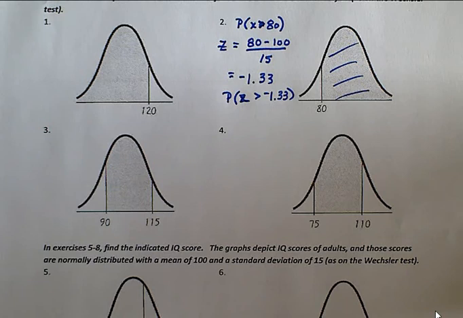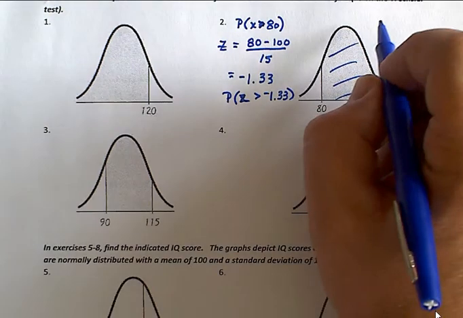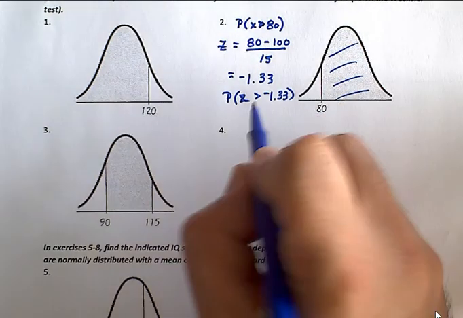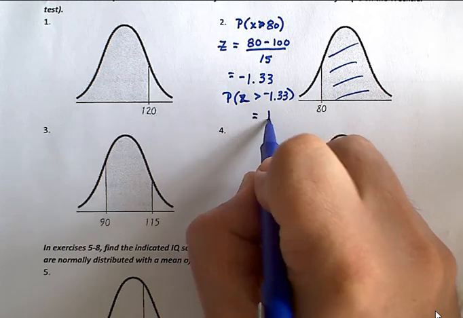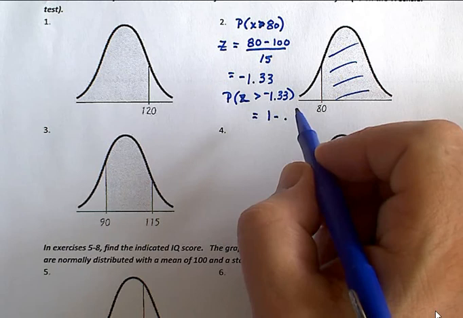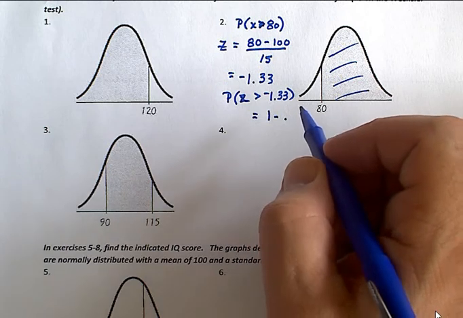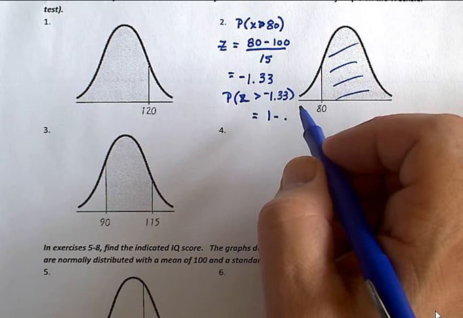First, got to find my table. Okay, negative 1.33 is 0.0934. So because it's a greater than, this is going to equal 1 minus 0.0934. I'm going to take that back. It's going to be 33 would be 0.0918.